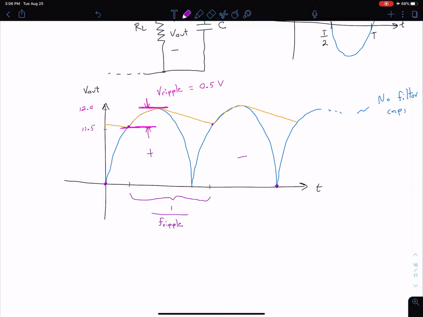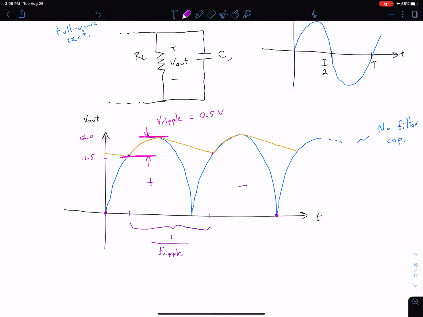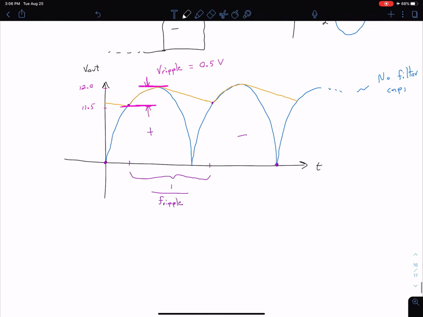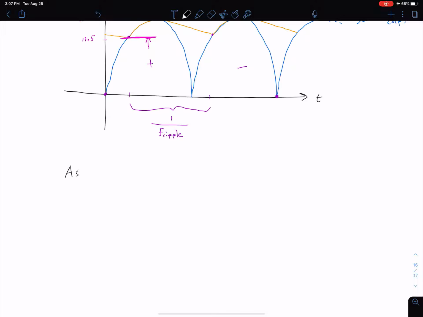So now we want an equation that relates our V ripple, our F ripple, and the size of this capacitor, as well as the value of our current. So we're going to go back to some basic equations. Let's make an assumption that we're drawing a constant current in our DC output from our power supply. So constant current draw. And that means we can write dV/dt is equal to negative I_DC over C. And this is going to be when we're discharging.